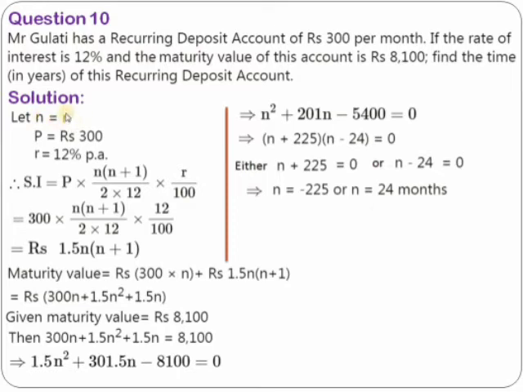Now, what is n actually? N is a number of months. So can it be negative? No. So n equals to minus 225 is not my answer. So my answer is n equals to 24 months.